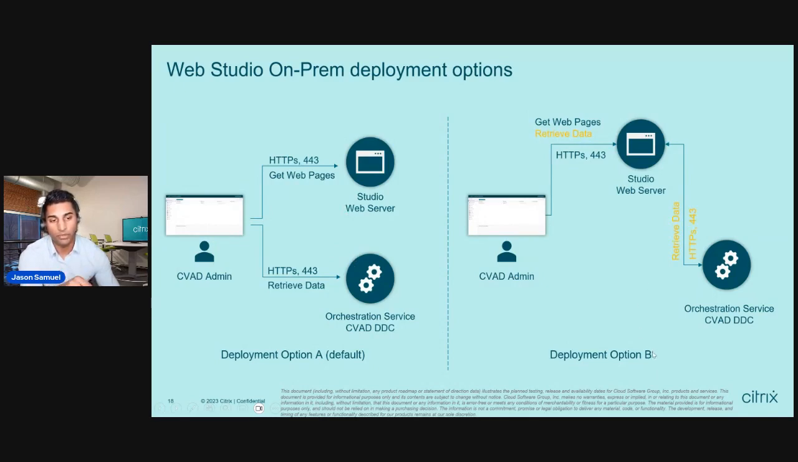Now we also have deployment option B. This is really good for air-gapped environments. It's good for segmentation, like if you're doing network segmentation or even micro-segmentation within your organization. Here, the browser on the laptop or desktop you're using to access the on-prem Web Studio is talking over HTTPS to the Studio web server directly. This is a proxied mode where the web server is now talking to the orchestration service. So your internet web browser is no longer talking directly to the DDC.